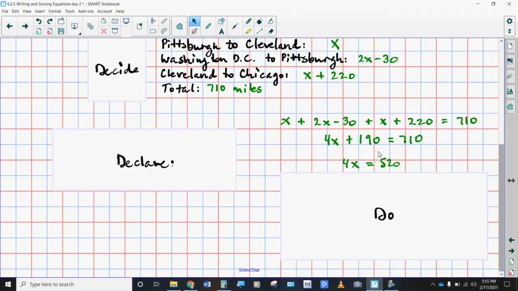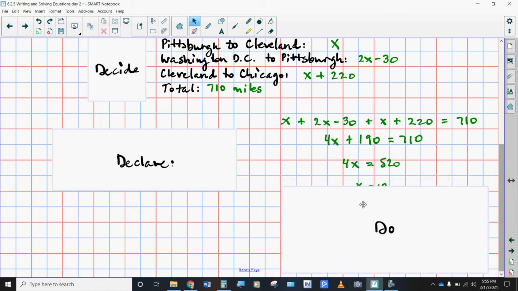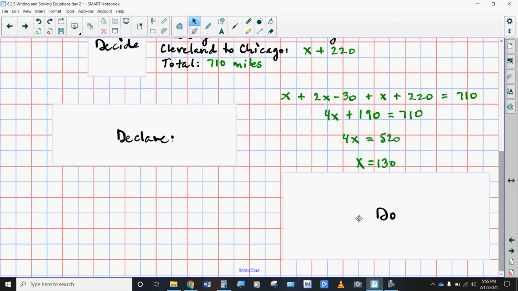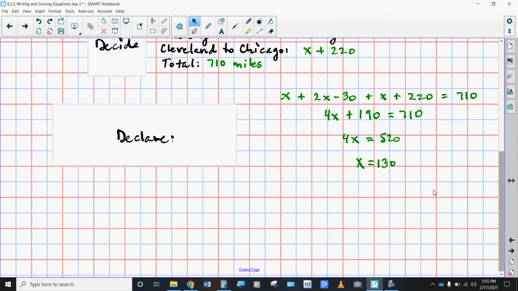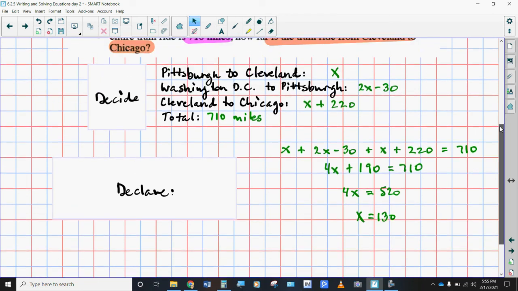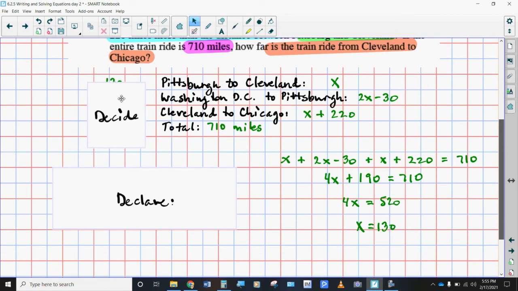And then let's take 520 and divide it by 4, because 4 times x is 520. So 520 divided by 4 will tell you what x is equal to. And 520 divided by 4 is equal to 130. So we believe that the distance x between Pittsburgh and Cleveland is 130 miles.